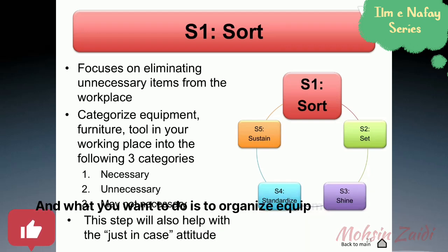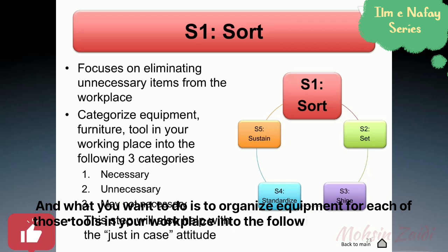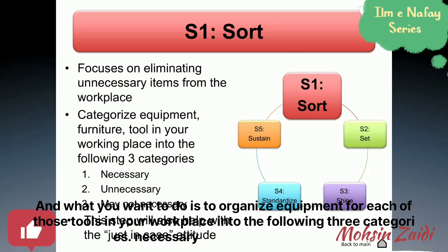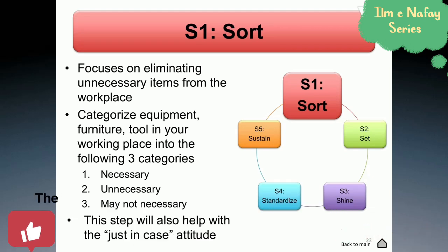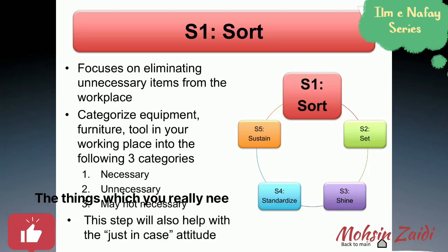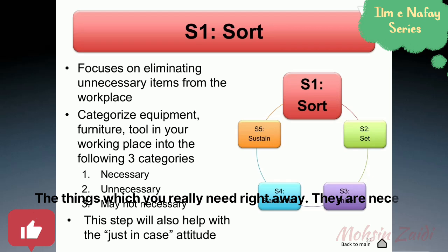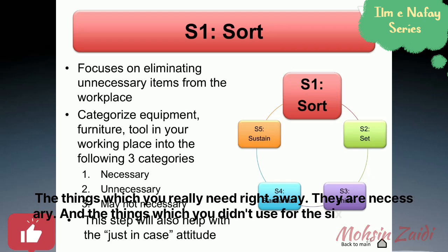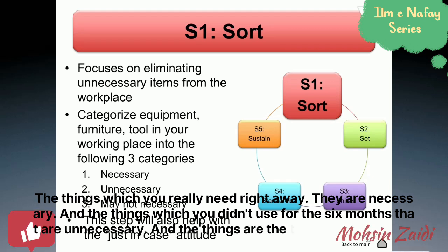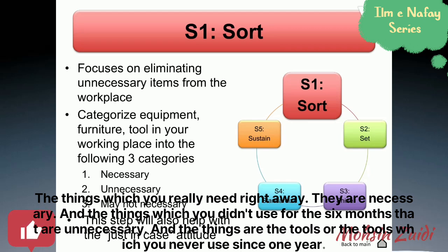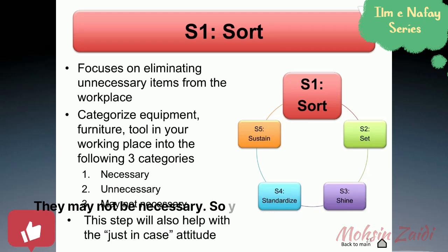Categorize equipment, furniture, and tools in your workplace into the following three categories: necessary, unnecessary, or may not be necessary. Definitely the things which you really need right away are necessary, and the things which you didn't use for 6 months are unnecessary. And the tools which you never use in 1 year may not be necessary. So you have to categorize into three definite things, right?